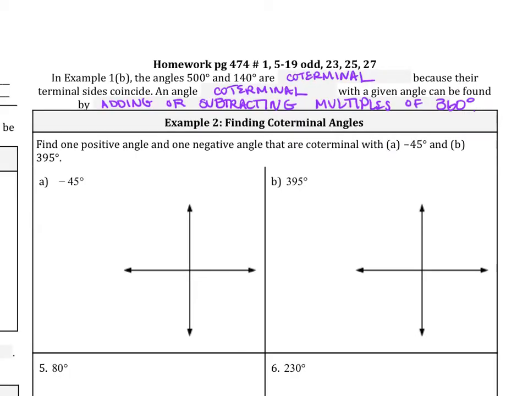Now that we've sketched some angles in standard position, we're going to take a look at finding coterminal angles. In example 1b, the angles 500 degrees and 140 degrees are what's called coterminal because their terminal sides coincide.